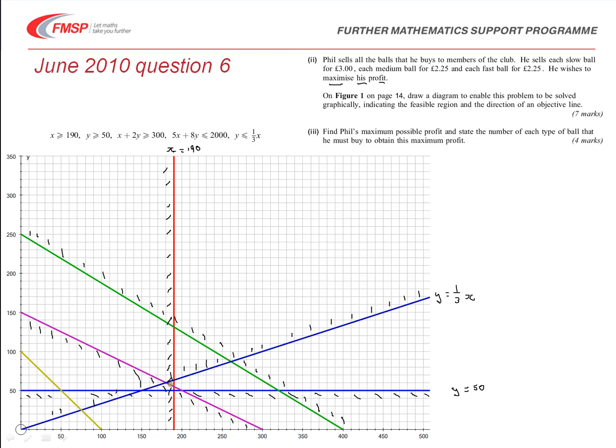Okay, just need to make certain that's shaded out there as well. So you can see in here we have our feasible region. Okay, so we need to just put an arrow on there just to put feasible region.